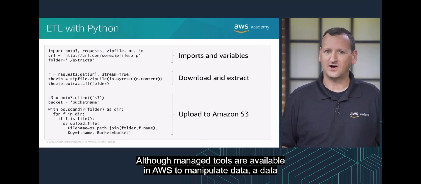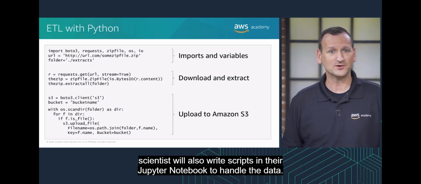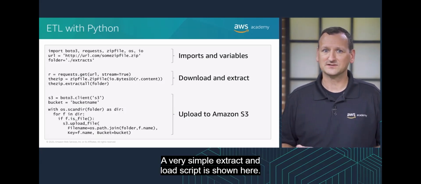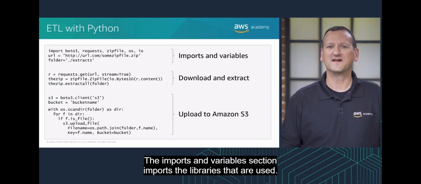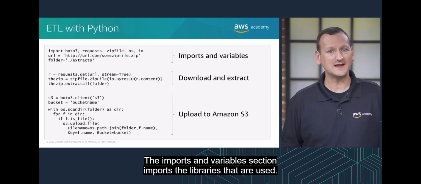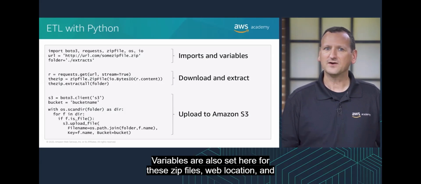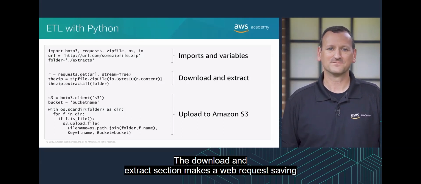Although managed tools are available in AWS to manipulate data, a data scientist will also write scripts in their Jupyter Notebook to handle data. A very simple extract and load script is shown here. The Imports and Variables section imports the libraries that are used. Note that Boto3 is the library for AWS. Variables are also set here for the zip file's web location and a local folder for extraction.